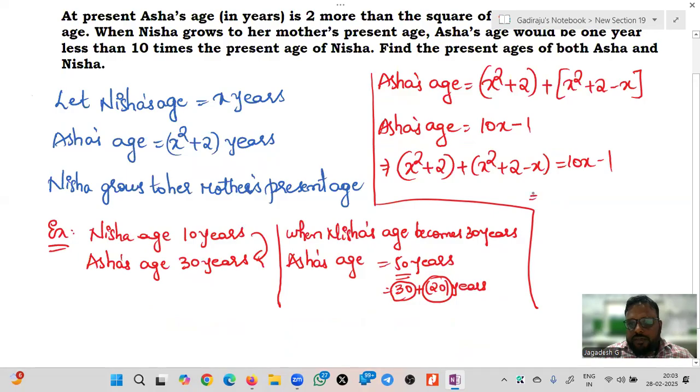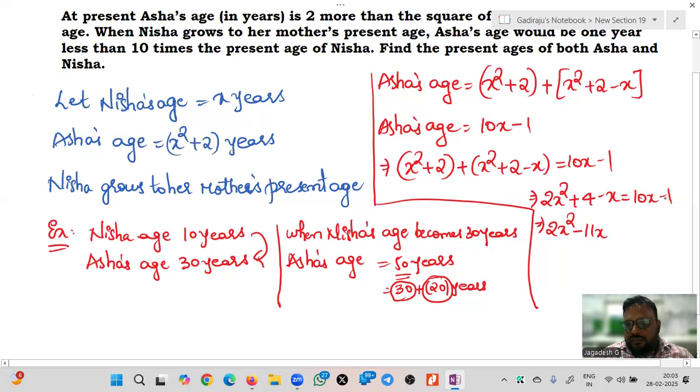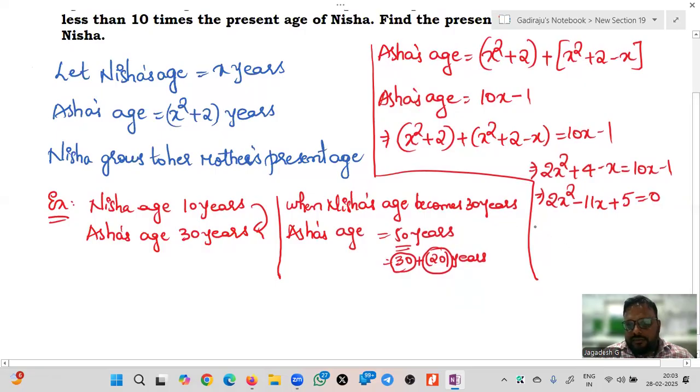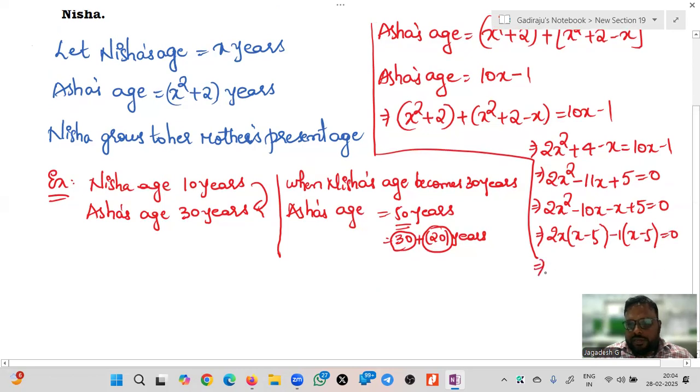When you solve this, it becomes 2x square plus 4 minus x is equal to 10x minus 1. On bringing 10x minus 1 to the left side, it becomes 2x square minus x minus 10x, which is minus 11x, and minus 1 comes to this side as plus 1, so plus 5 equal to 0. On factorizing, we get 2x square minus 10x minus x plus 5 equal to 0. Taking 2x common, we get x minus 5, and taking minus 1 common, x minus 5 equal to 0. So taking x minus 5 common, it is x minus 5 into 2x minus 1 equal to 0.